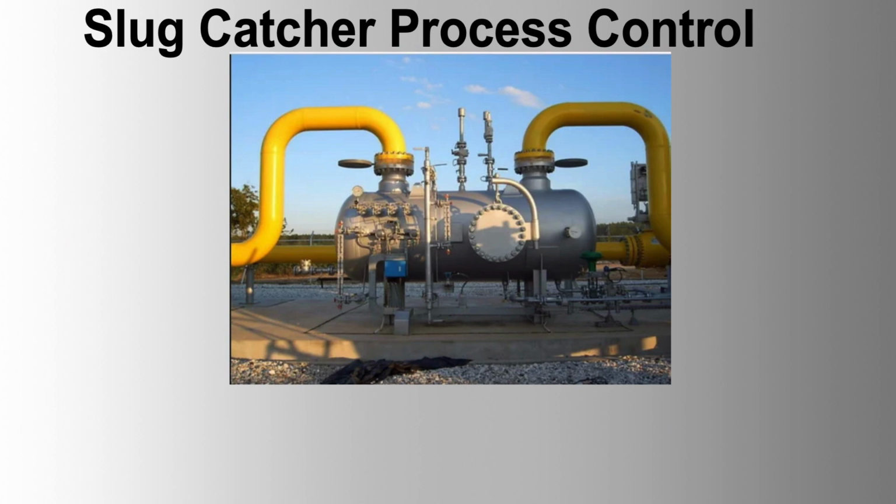1. Feed-forward and feedback inlet flow control. Combined approach: use feed-forward control to anticipate changes in incoming flow and make preemptive adjustments, while feedback control continuously monitors and fine-tunes the flow rate. Implementation: install flow meters at each well cluster and at the inlet of the slug catcher.